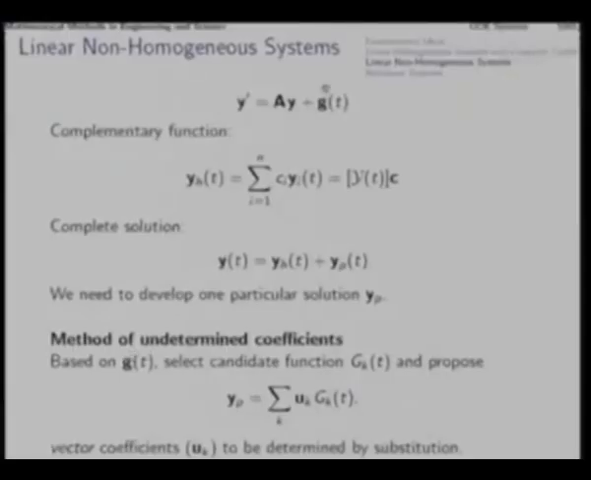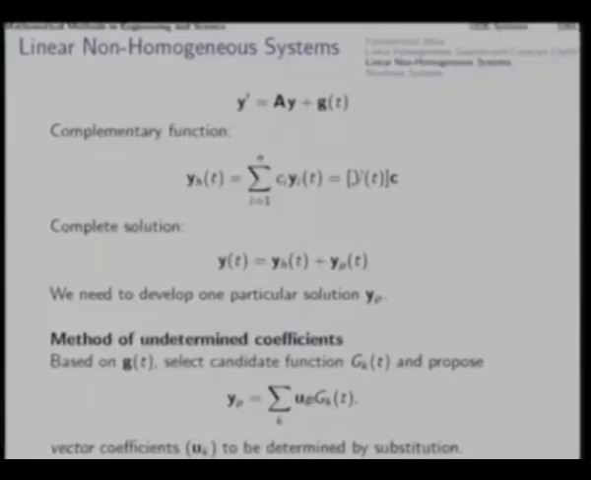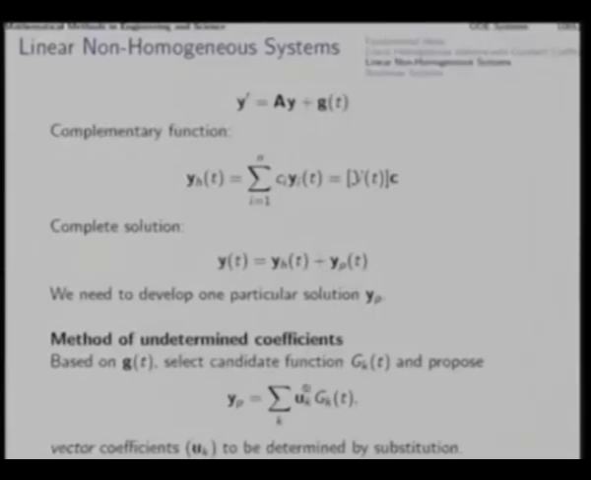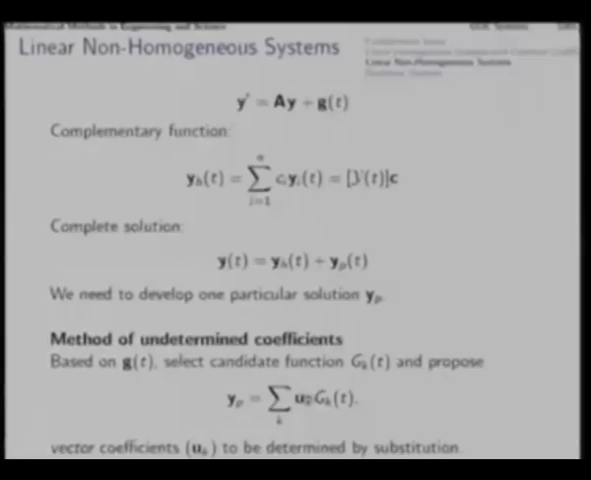Now, note that if it happens that g(t), this function, has a polynomial in one of the entries, an exponential function in another, a sine function in the third, then as proposal for the particular solution, we need to include all of them: a polynomial, a sinusoid, a combination of sine and cos, and an exponential. All of these we need to include, not only for that particular component of y, but for all of them. That is why this vector is general.